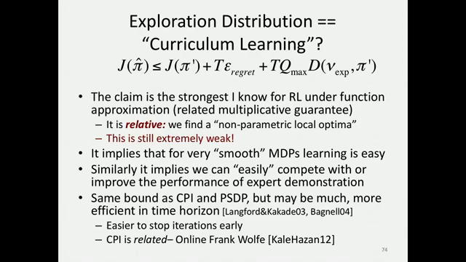It implies certain things, like if you have a good curriculum, you should do very well. If you have a good, for instance, if you see expert demonstrations of states, you should be able to do very well. If the MDP is very smooth, for instance, very stochastic, you should be able to do well. And you get the same bound as some other existing algorithms like conservative policy iteration, policy search by dynamic programming, but you can be much more efficient in the time horizon with this kind of approach.